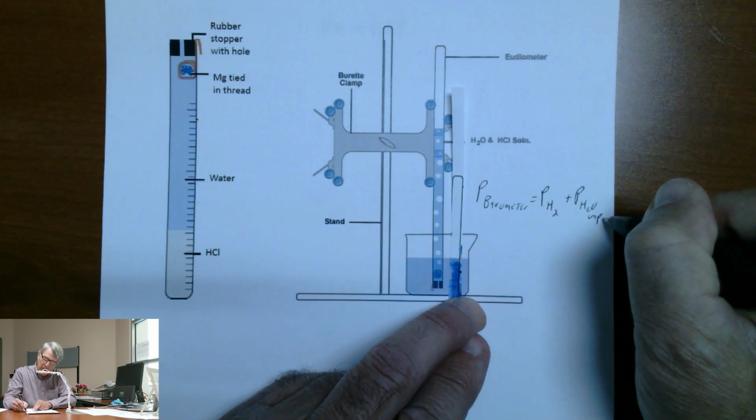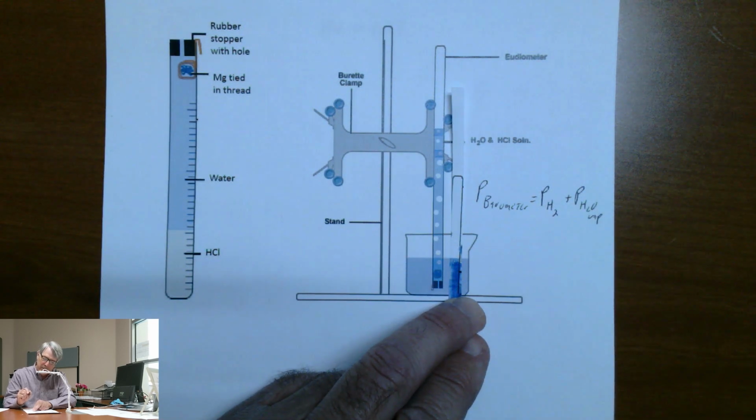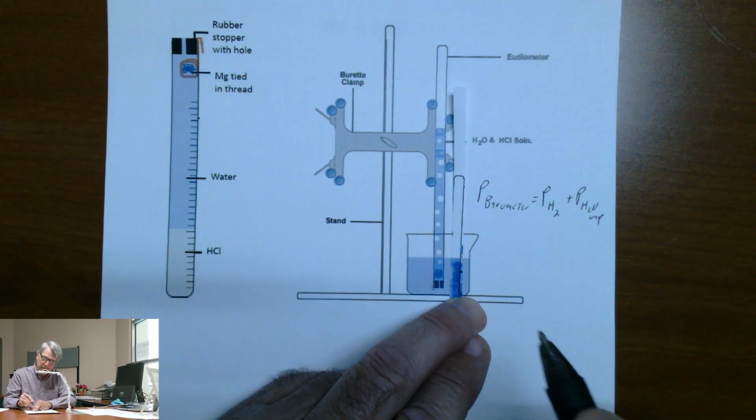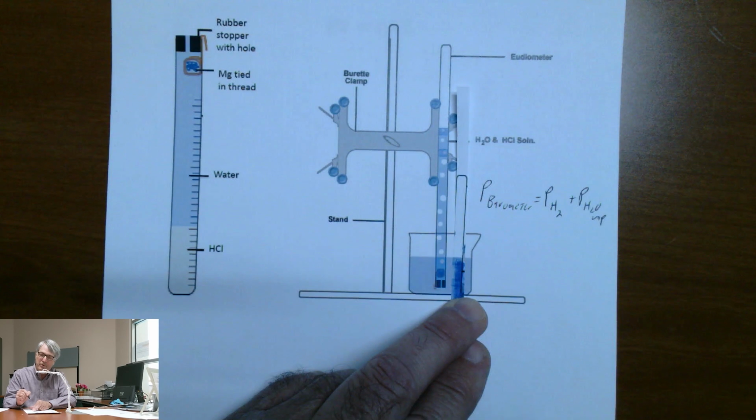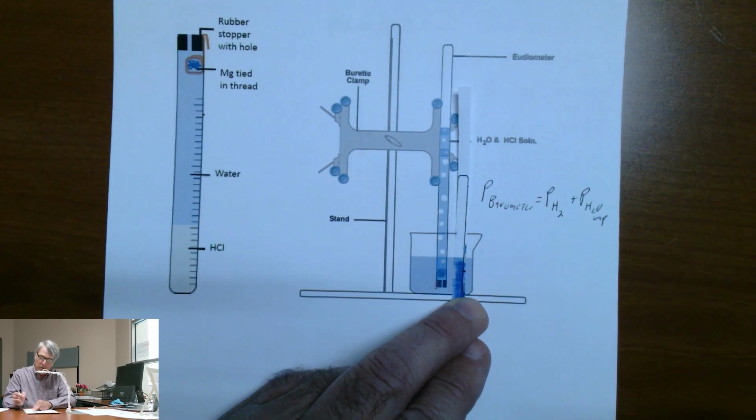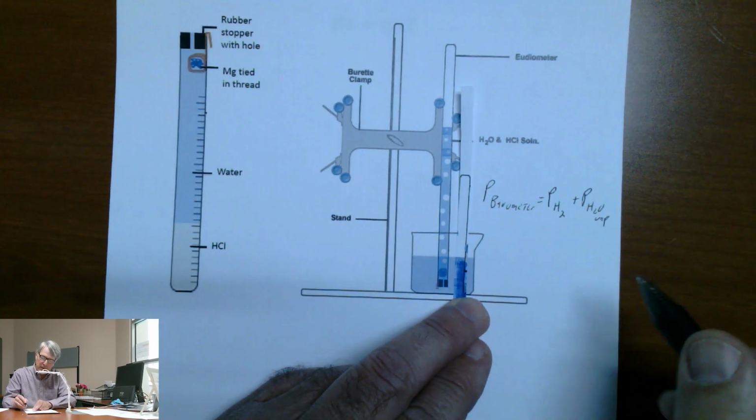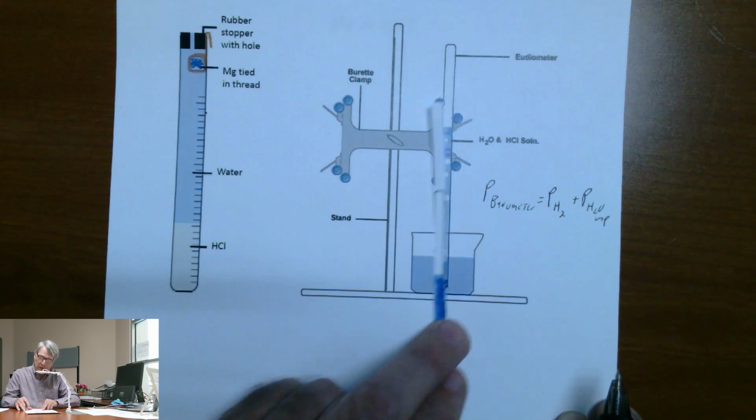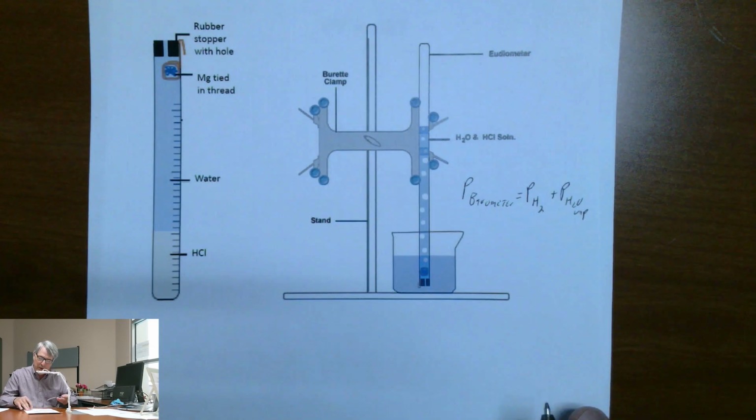Now, in your laboratory, they actually give you a table of water vapor pressures as a function of temperature. And at the end of each experiment, we'll measure the temperature of this water bath. You can use that to look up the vapor pressure of water. Okay, so that's the experiment in a nutshell.